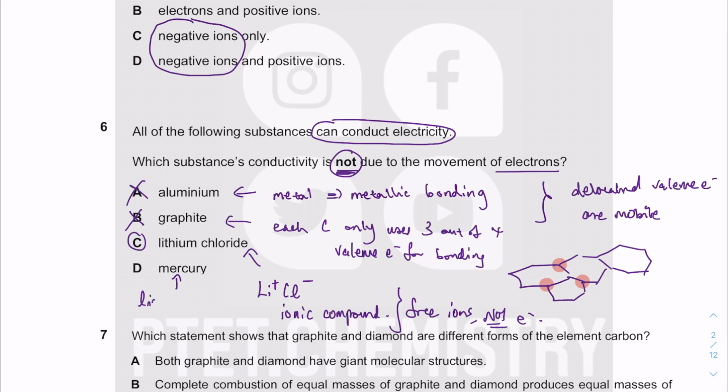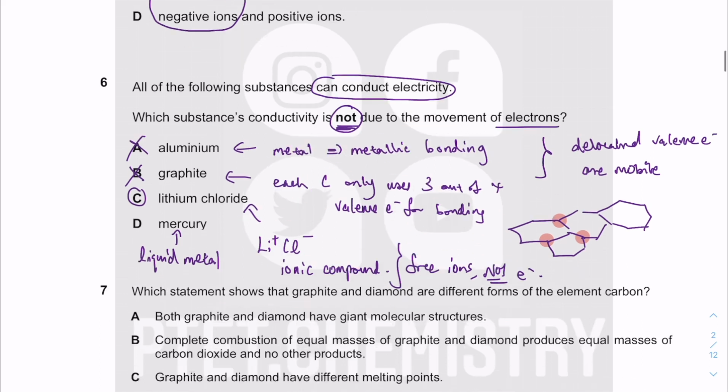Mercury is a liquid metal. So in the whole of the periodic table, there are only 2 liquid elements, one of which is mercury. It's a metal, but it's a liquid at room temperature and pressure. The other one is liquid bromine. Bromine is in group 7, is Br2, so it's a simple molecule that is a liquid at room temperature and pressure.